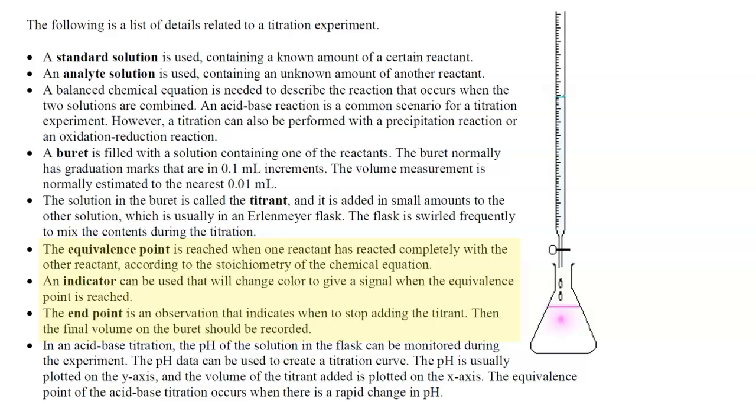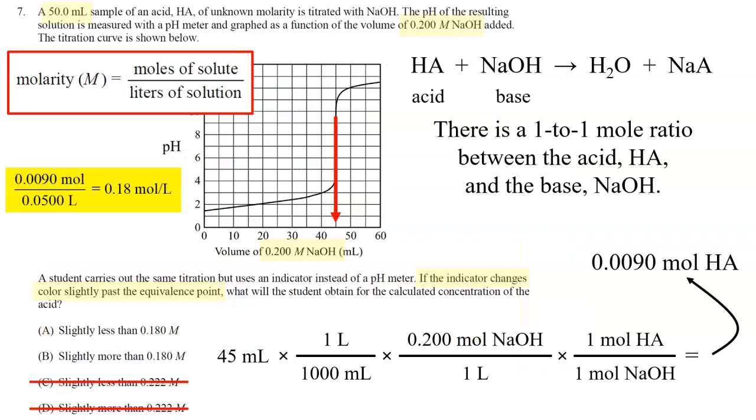The equivalence point is reached when one reactant has reacted completely with the other reactant according to the stoichiometry of the chemical equation. An indicator can be used that will change color to give a signal when the equivalence point is reached, and the end point is an observation, such as a color change, that indicates when to stop adding the titrant. The final volume on the burette should be recorded. So if the indicator changes color slightly past the equivalence point, let's say instead of 45 milliliters, the student stops the titration after 46 milliliters of the titrant were added.